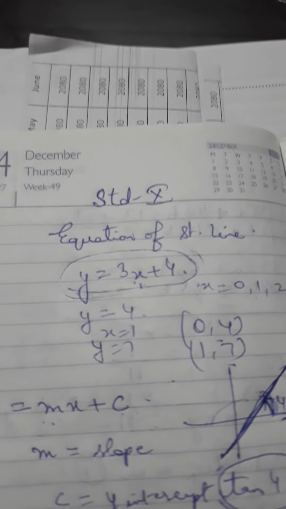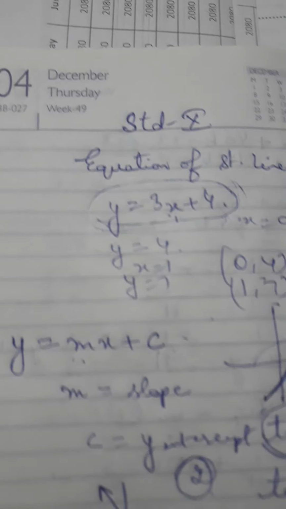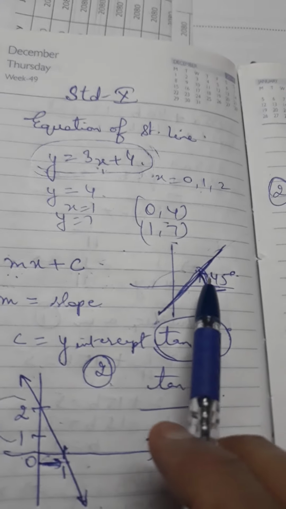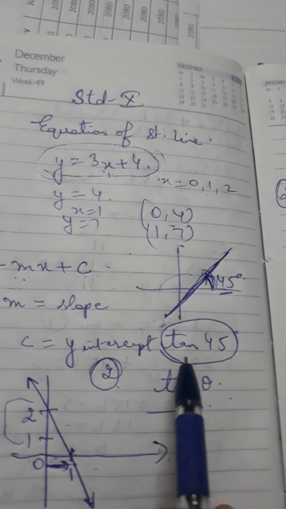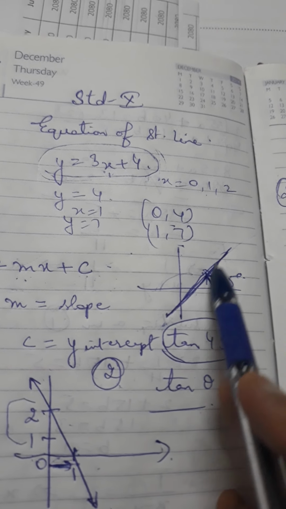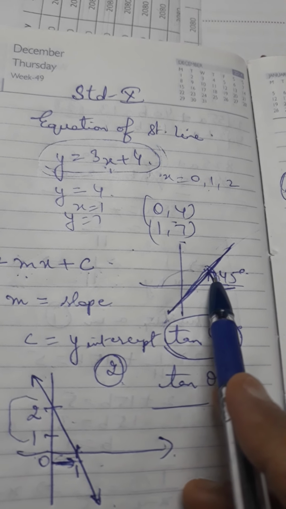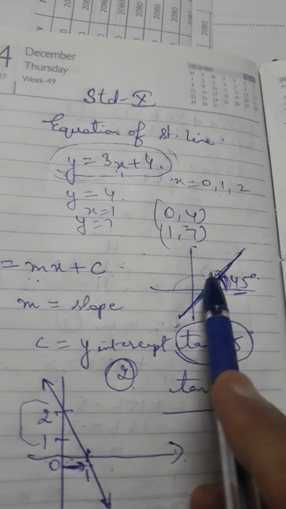Now here, equation of the line, the first type is y = mx + c, where m stands for the slope and c stands for the y-intercept. Slope, how we calculate? Slope is the inclination of the line, tangent of that. The inclination of the line is given with the positive direction of x-axis taking anti-clockwise.